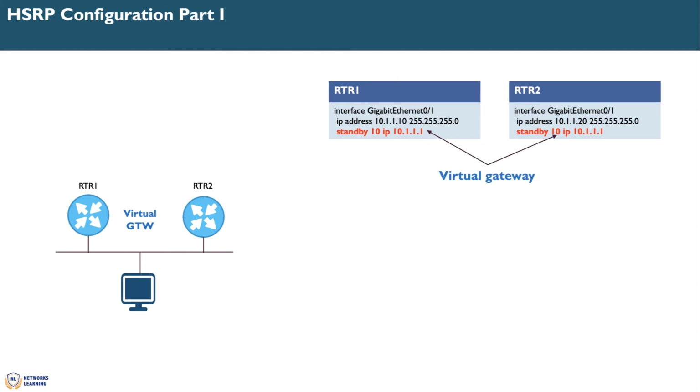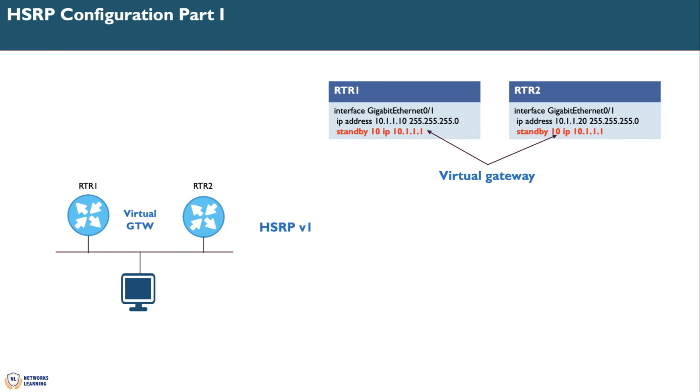Now, this is your virtual gateway that we mentioned earlier. And the standby 10, in this example, represents the group. In HSRP version 1, this goes all the way to 255. We will go through the different versions of HSRP in a second.